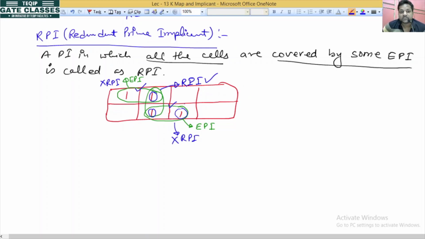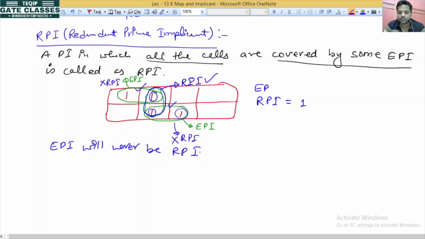Always remember one thing: EPI will never be RPI. Always remember it. So this group is RPI. The total number of RPI here will be 1 only. EPI we have seen 2, and PI we have seen 3.